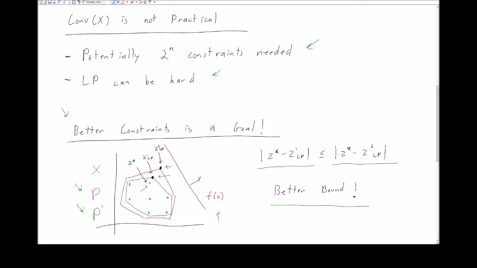Once we have these better bounds in hand, we can use them to find better approximation algorithms or put them inside of a branch and bound framework. If we have better bounds, then we'll be able to prune more nodes. Or alternatively, if we have better bounds, we'll be able to round our linear program and get a better solution.